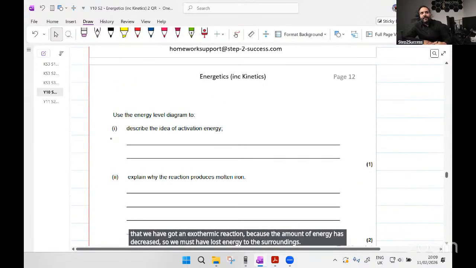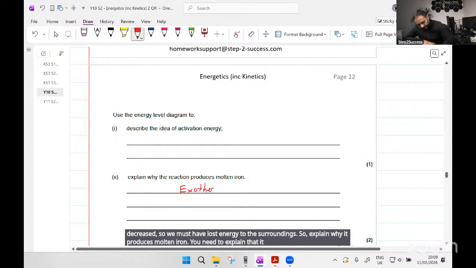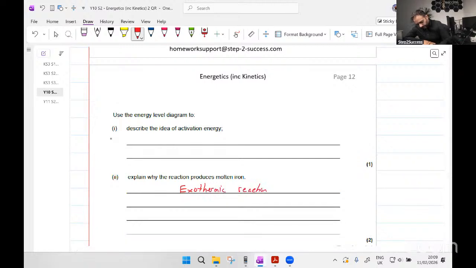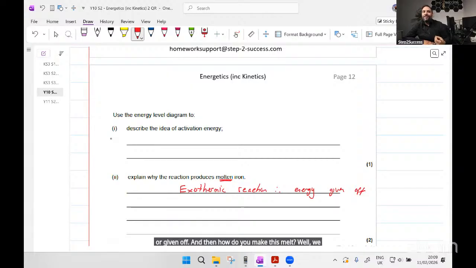So explain why it produces molten iron. You need to explain that it's an exothermic reaction. So energy or heat energy has been released or given off. And then how do you make this melt? Well, we must have made it hotter, or the temperature must have been higher than the melting point of iron. That's why it melted.